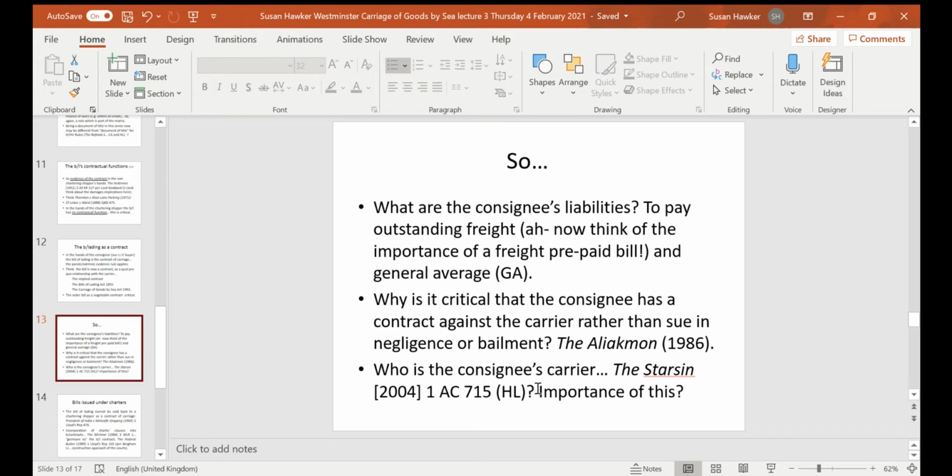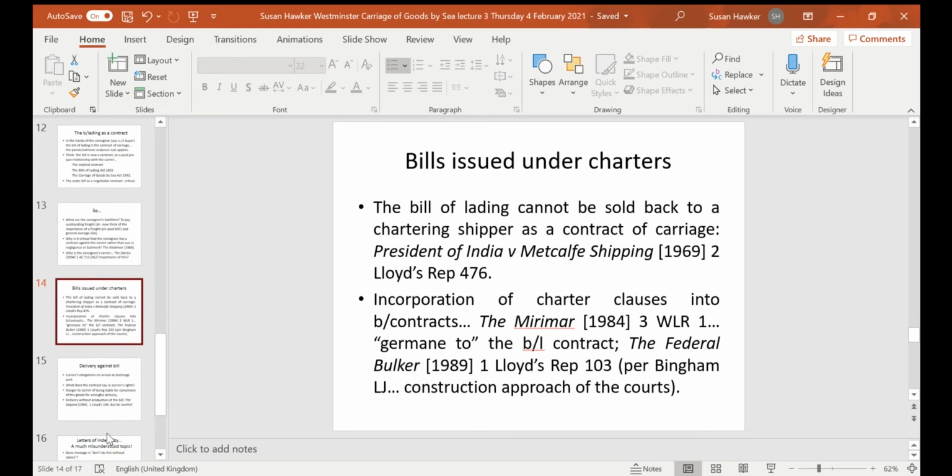The House of Lords in the Starsin said the consignee's carrier is the person for whom the master signs the front of the bill of lading. The consignee should not have to go rooting around to see if someone else is the carrier. And that is a very important case.